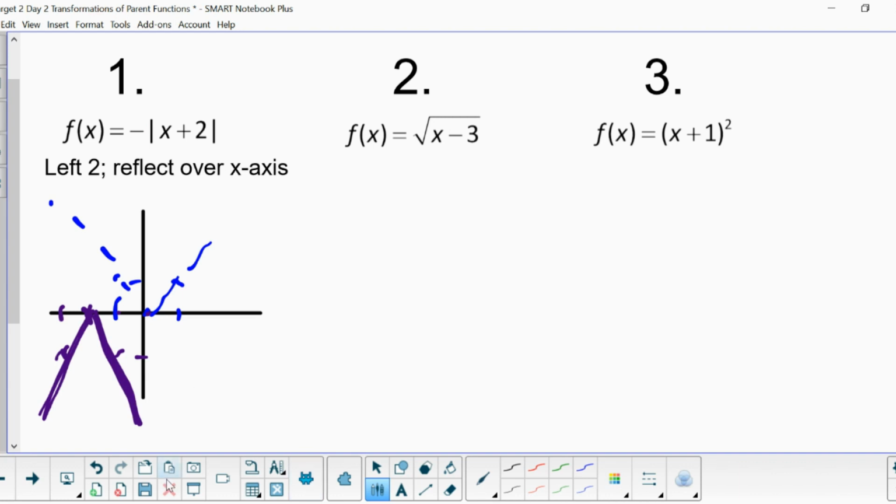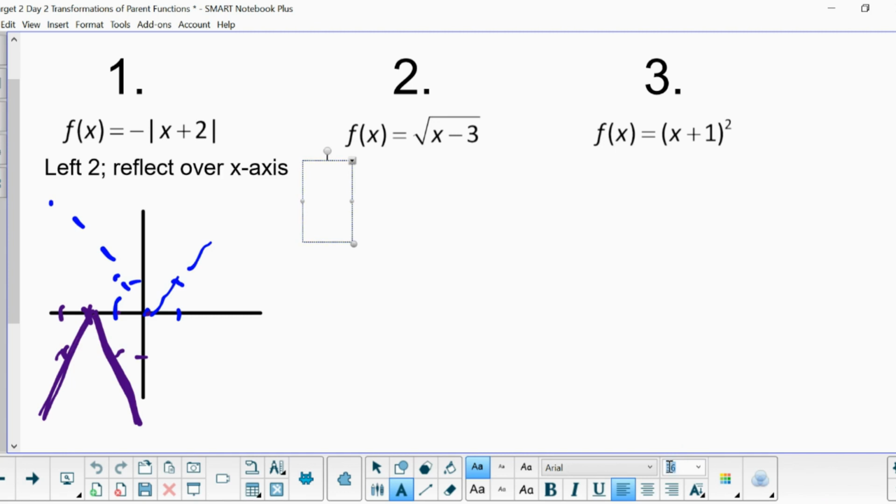Okay. I'm just going to go through them all again. Pause as you need, or when you need. Okay, number 2, this is the square root function. Remember, anything that's inside attached to the x, you do the opposite of what you think. So this one is going to go to the right 3.